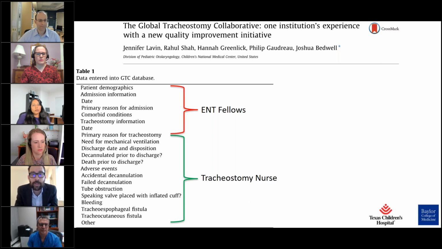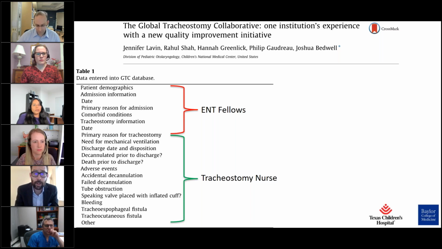Now, in order to maximize efficiency, we worked out a system for data entry that recognized the roles of the individual team members and the information about the patient that they would have close at hand. So the ENT fellows would enter the basic demographic information, comorbidities, reason for admission, and indication for trach placement at the time of the surgery. So essentially, after they've done the operative note, they would then enter this basic information into the database.